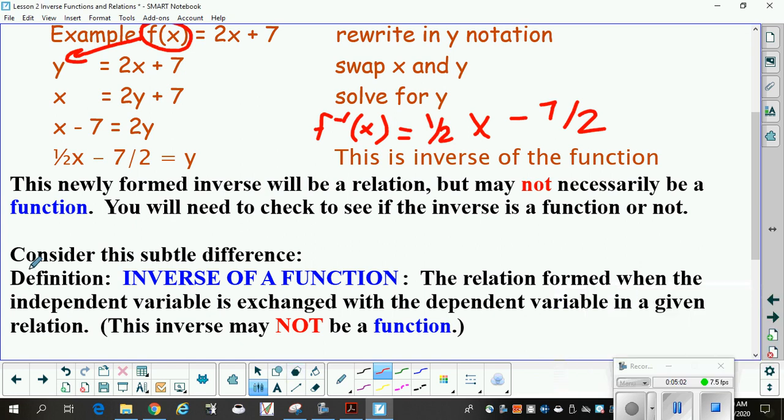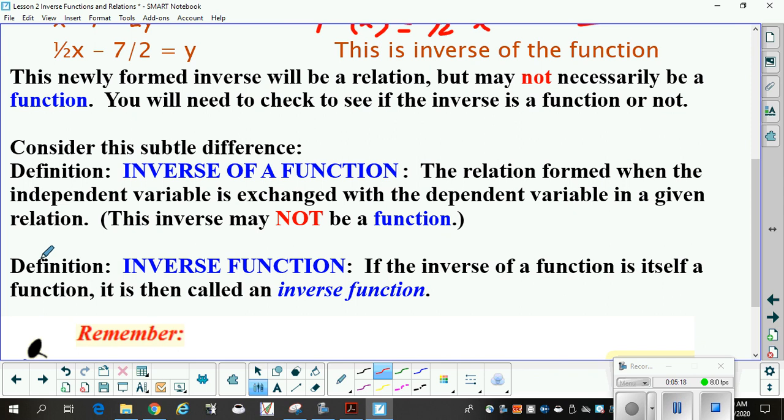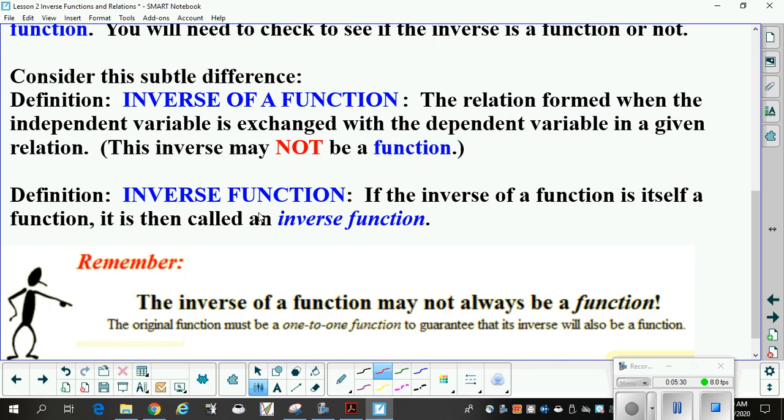So consider this subtle difference. Inverse of a function: the relation formed when the independent variable is exchanged with the dependent variable in a given relation. This inverse might not be a function. It could be. Inverse function: if the inverse of a function is itself a function, it is then called an inverse function. So we have the inverse of a function and an inverse function.